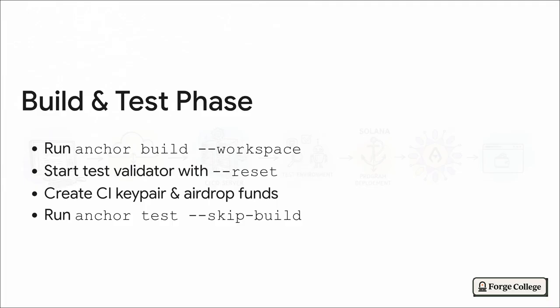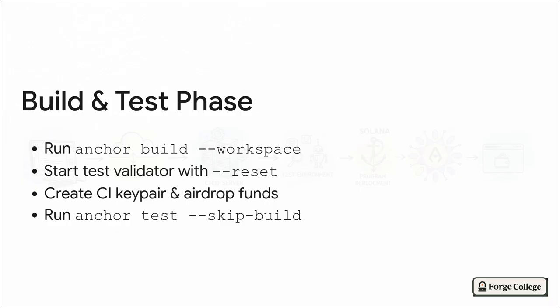We run anchor build --workspace to compile our programs and generate those IDLs. Then we start up our ephemeral test validator with the --reset flag just to ensure a completely clean ledger. Because this ephemeral node mimics local behavior perfectly, we can actually just create a dummy CI key pair right on the fly and request an automated airdrop of lamports to fund our test transactions. Finally, we run anchor test --skip-build. Why do we skip the build? Well, because we literally just built it explicitly in the previous step, which guarantees we are testing the exact artifact we intend to deploy.